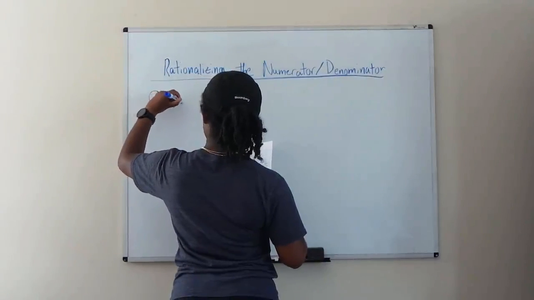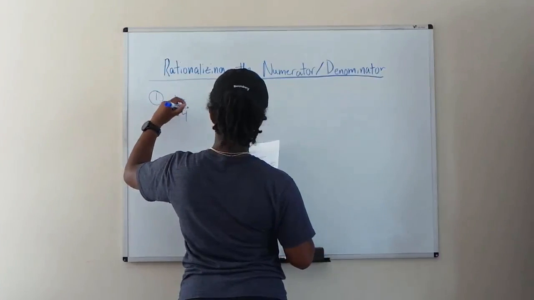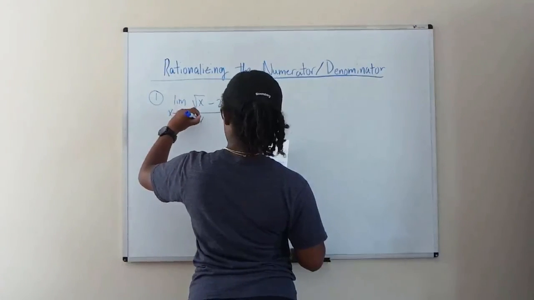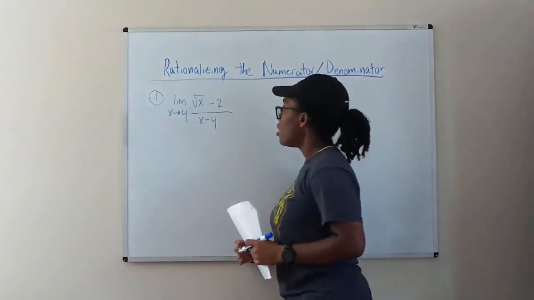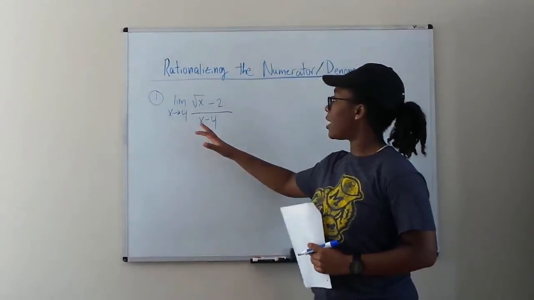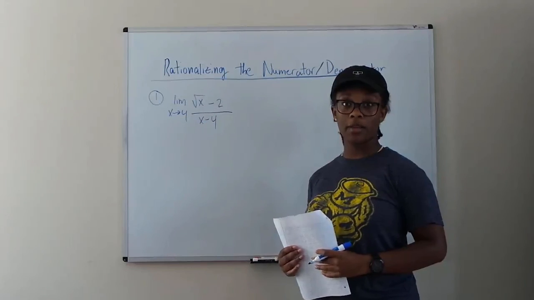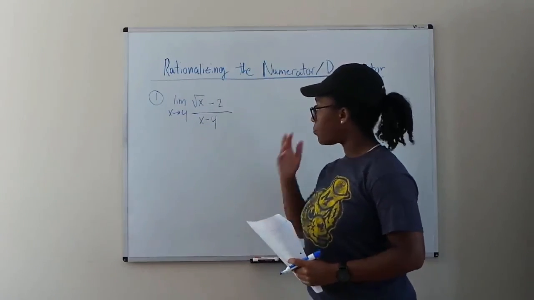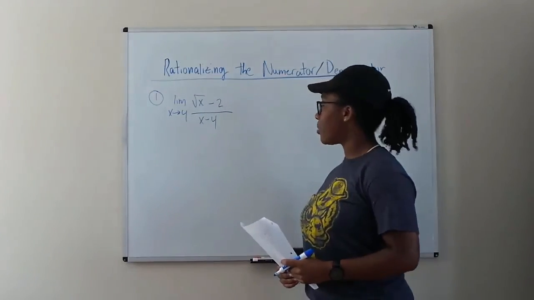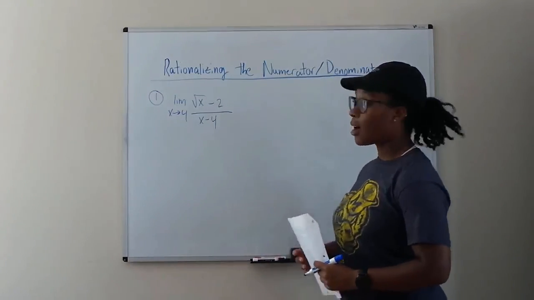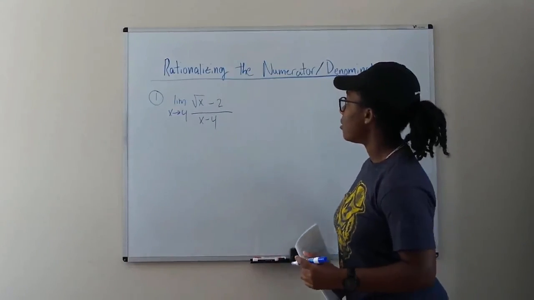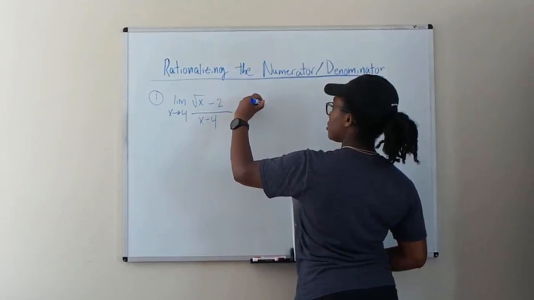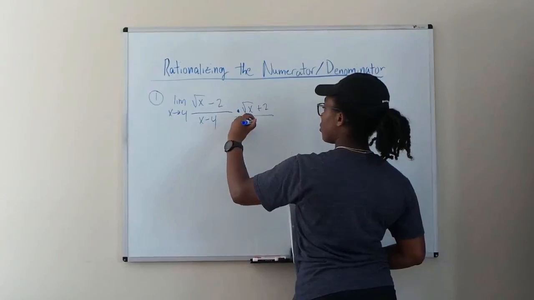Okay, so we have the limit as x approaches 4 of the square root of x minus 2 divided by x minus 4. Okay, so in this example, if we just went ahead and directly substituted 4 in, we'd actually get a 0 over 0 limit. And so we want to avoid that. And so what we're going to do is actually multiply the top and the bottom by the conjugate of the numerator, because that is the place that there is a radical.